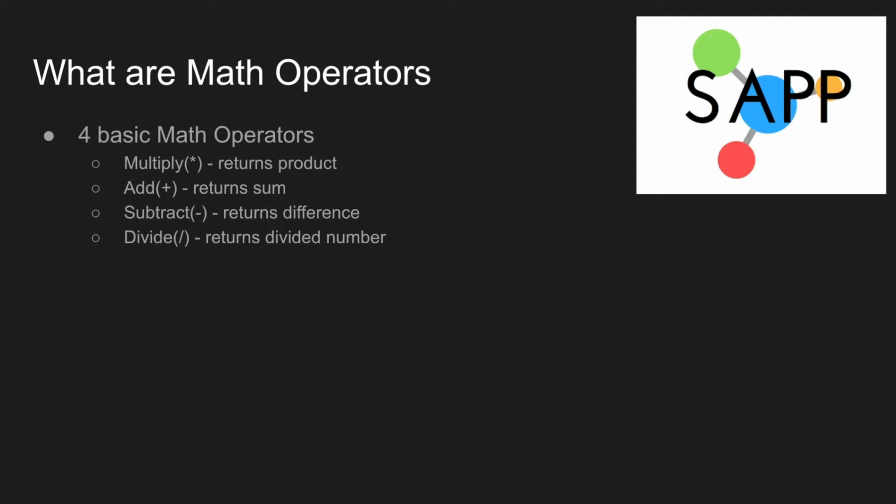So in order to return the product for multiplying, you have to put the star symbol. So it's Shift 8. And for add, it would be the plus sign, like regular. For subtract, it would be the minus sign also. And then for divide, it would be the slash. And that would return the divided number.